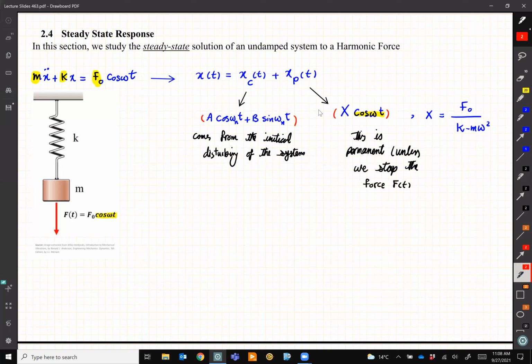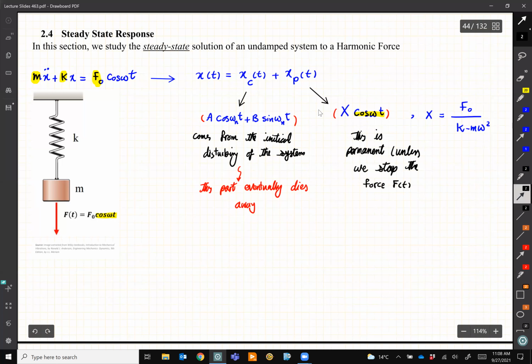Of course, we are dealing with an ideal system, but every system has some sort of friction or some sort of resistance, like friction between the spring coils, and air resistance and other things. We will say that this eventually dies away. So that's why people call this part a temporary or a transient response.